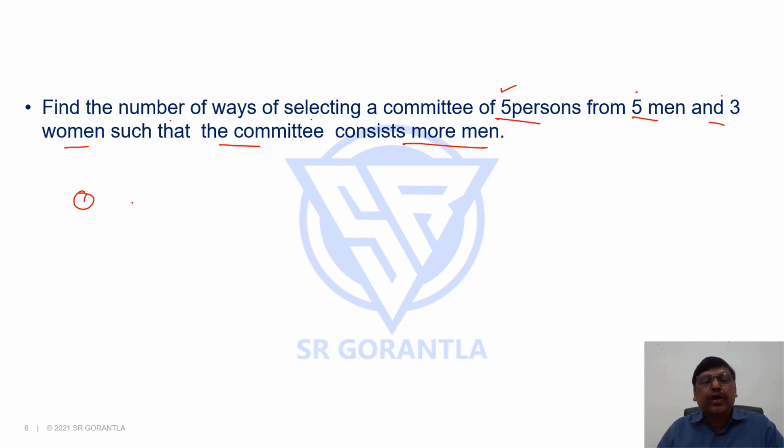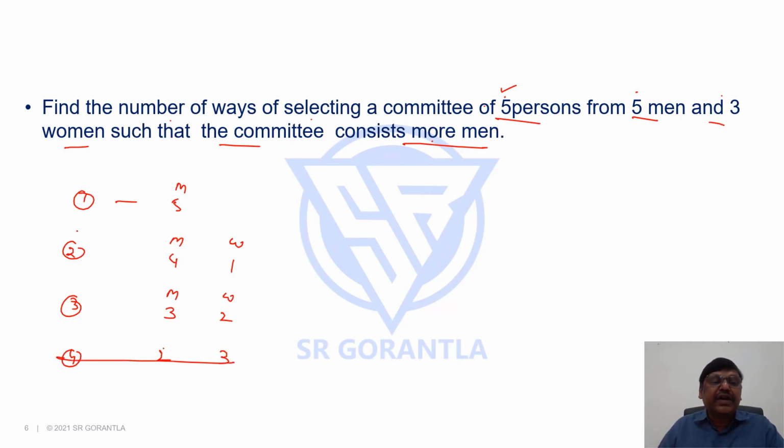There are 3 possibilities. One option is I need a committee of 5 people, all 5 can be men. Second, there can be 4 men and 1 woman out of these 5 persons. Third option, there can be 3 men and 2 women. That's it. The fourth option is not there, because it can't be 2 men and 3 women, as we need more men. So these are the possibilities. Either this possibility or this possibility or this possibility.